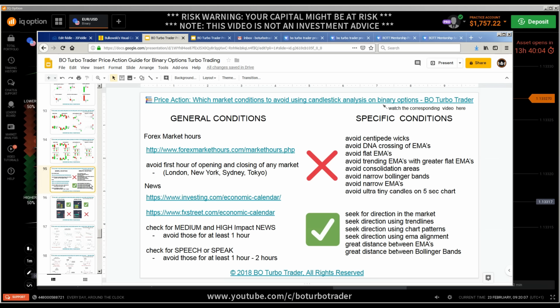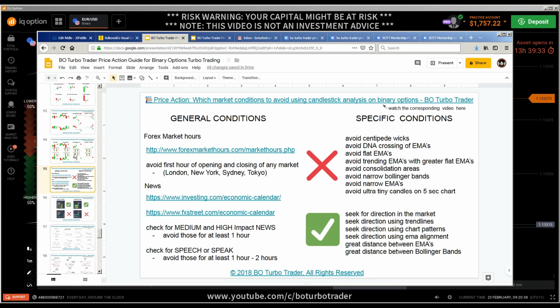So, okay, today we need, first of all, this one here, where I talked about which market condition to avoid using candlestick analysis on binary options. Here I have explained specific conditions and general conditions: what you need to know, what kind of market condition you should avoid and what you should search for. It is exactly written here. I will not name it again, because at the end you should know this. You have the ebook in front of you, and then you can read it on your own. This is important to understand.